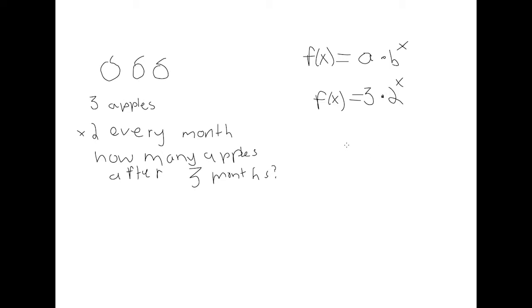So that's going to be our function. Now what do we need to do to find out how many there are going to be after 3 months, right? Well, we just have to plug in 3 into x, right? So we would say f of 3, right? Because x is going to be 3.